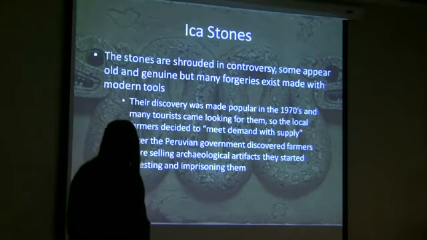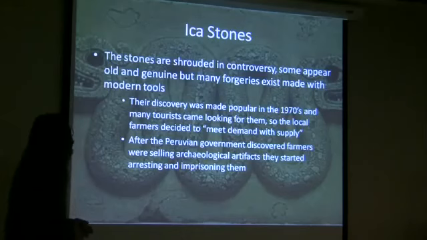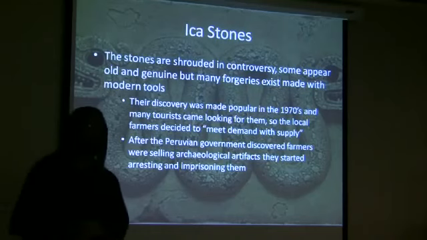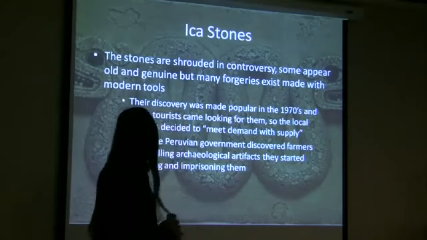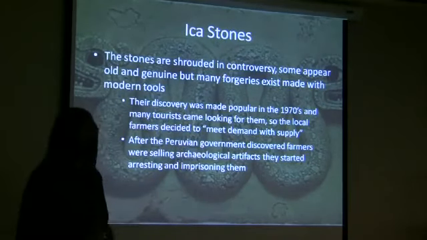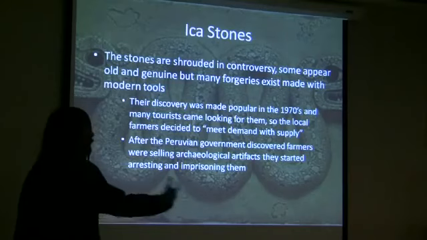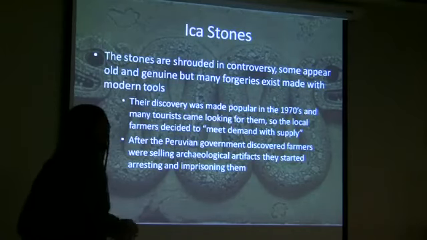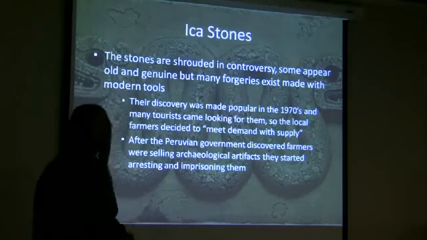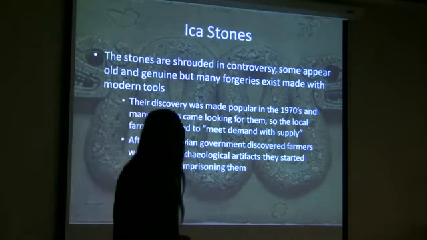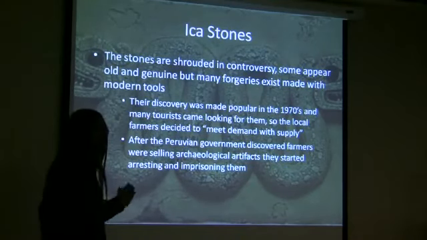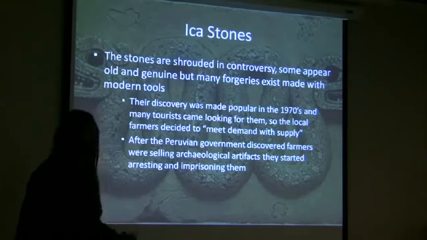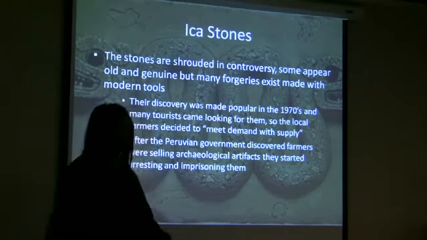Then one of the problems that further complicates the story behind the Ica stones was the Peruvian government discovered that basically the farmers were selling archaeological artifacts. So their response to that was they started arresting and imprisoning them, because at the time it was illegal in Peru to sell archaeological artifacts to other countries. Okay, so the farmers were raiding these tombs, and a lot of the farmers were regularly turning these things up as they were plowing the fields. They would discover these things and sell them to the tourists. So if they were all just forgeries, why was the government involved? Why was the government chasing down these people and imprisoning them and persecuting them for selling them if they were supposedly just forgeries?